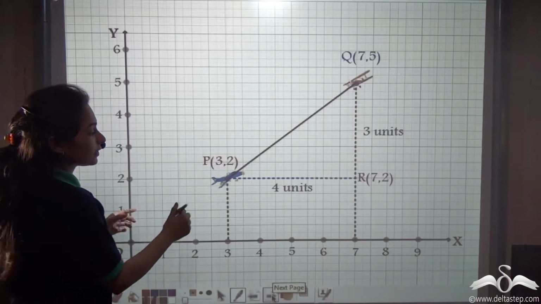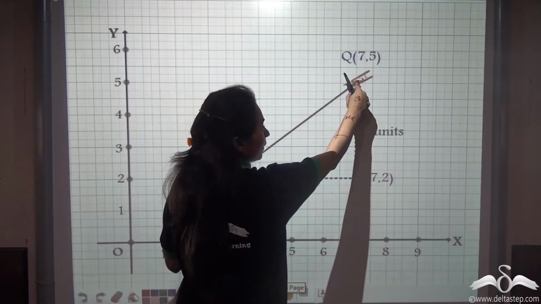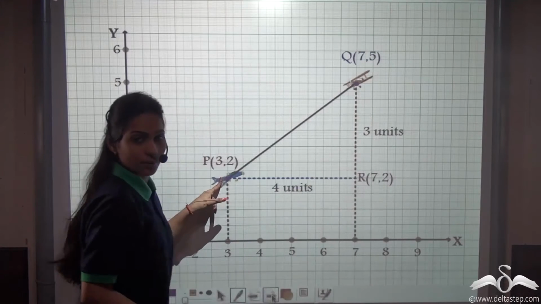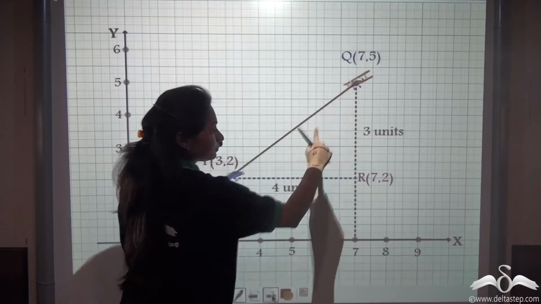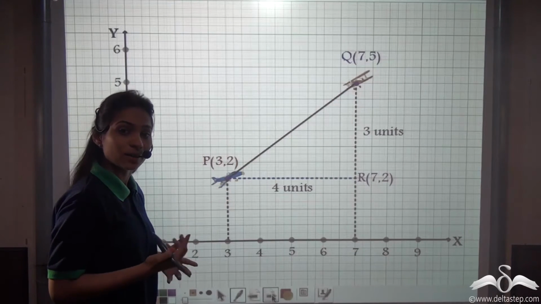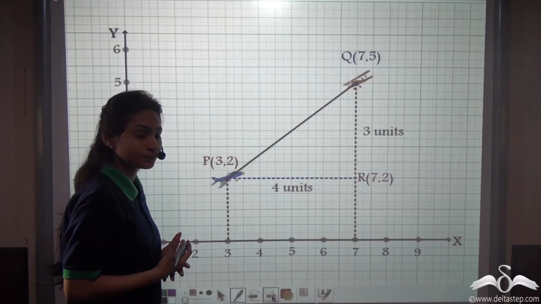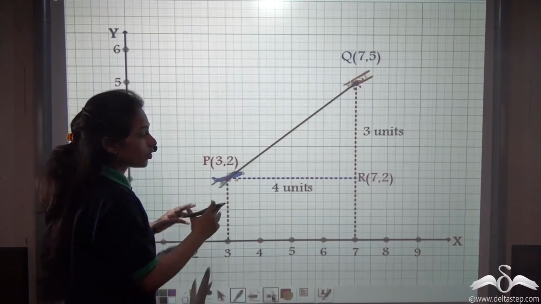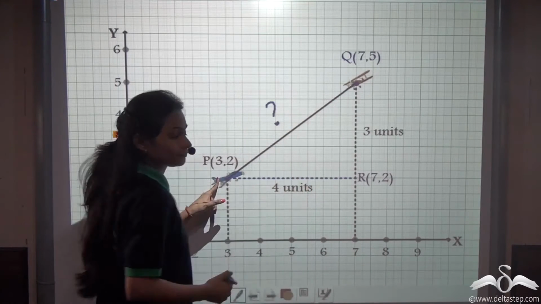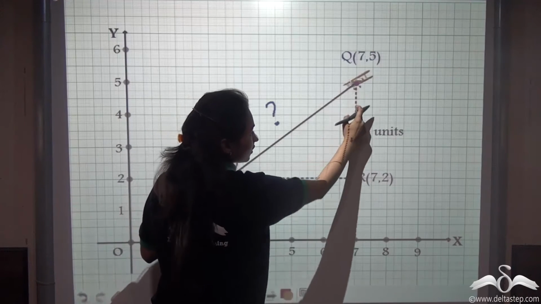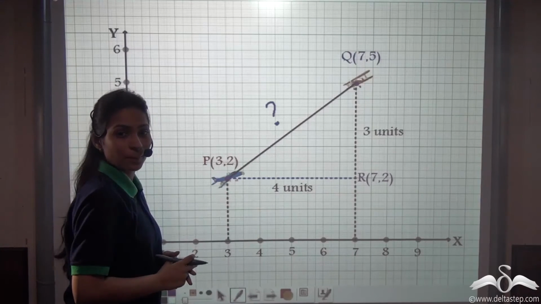So now you can see that the distance between the airplane P and the point R is 4 units and the distance between the airplane Q and the point R is 3 units. But what do we actually want? We want to find out the distance between P and Q, that is this diagonal line. Well, you all have studied about the Pythagoras theorem where hypotenuse square is equal to perpendicular square plus base square. So in this case, we can apply that. You can see that the length of the hypotenuse is missing. We have the base and we have the perpendicular. So using Pythagoras theorem, can we find out the distance between P and Q here?